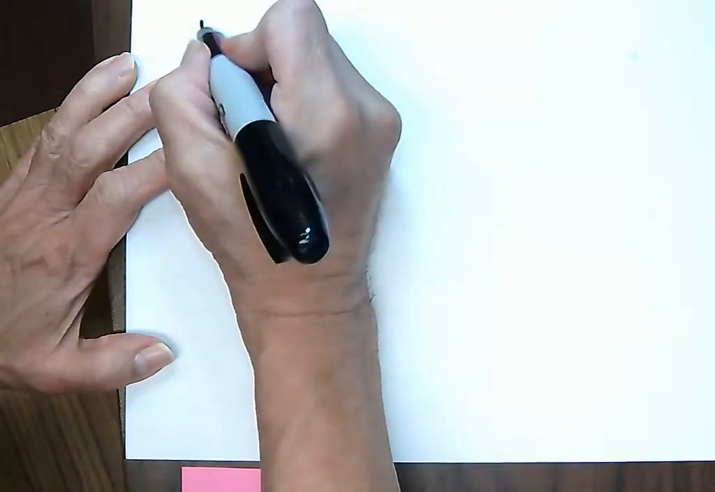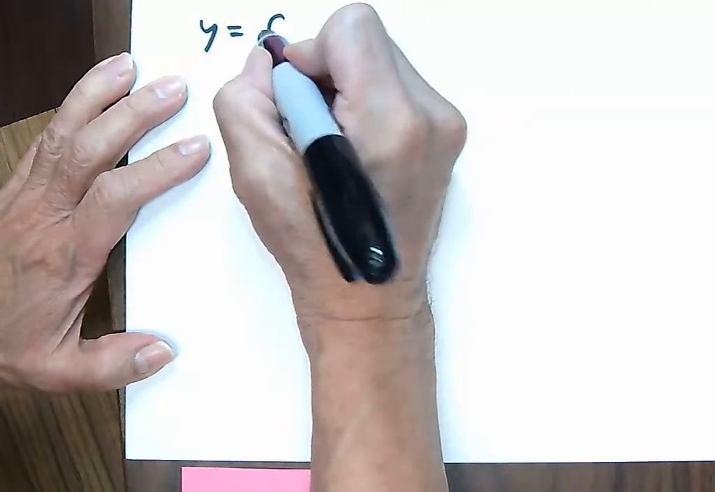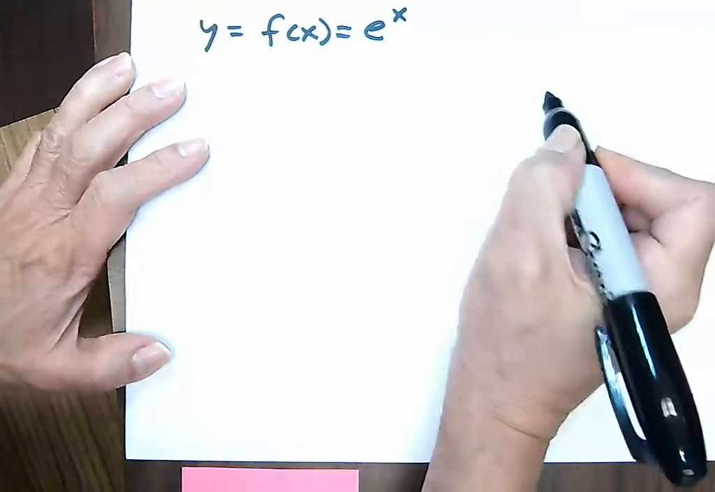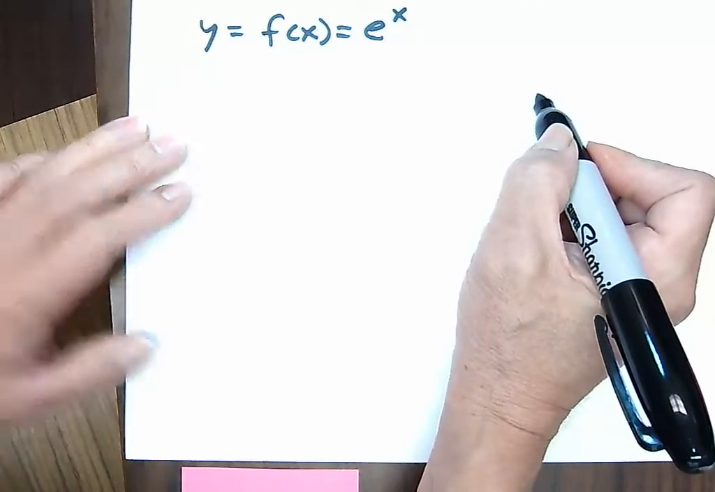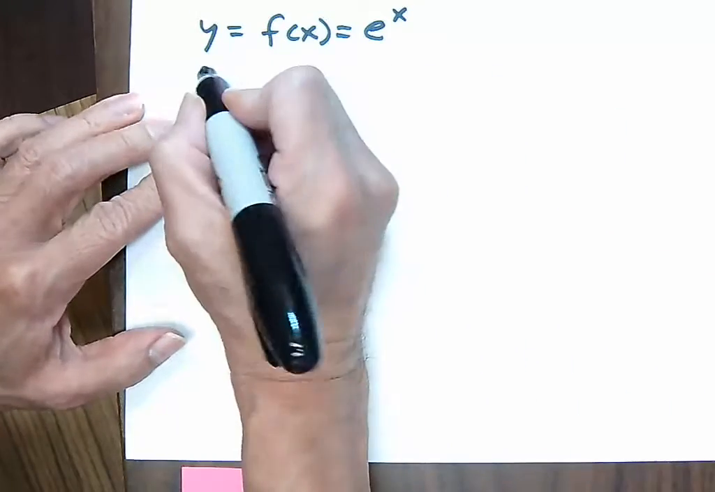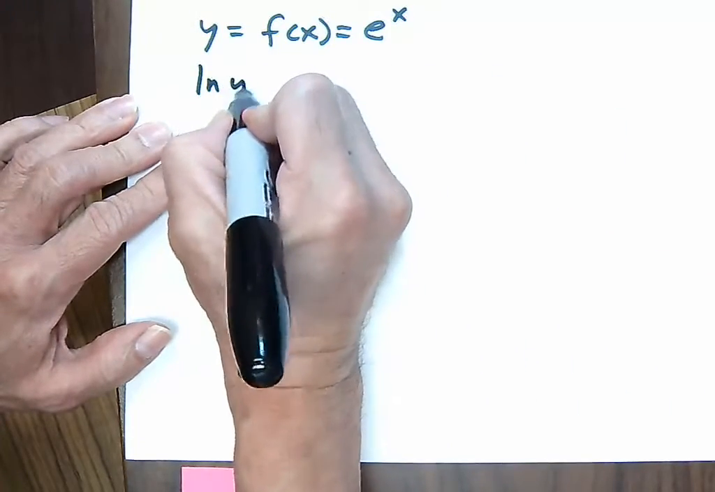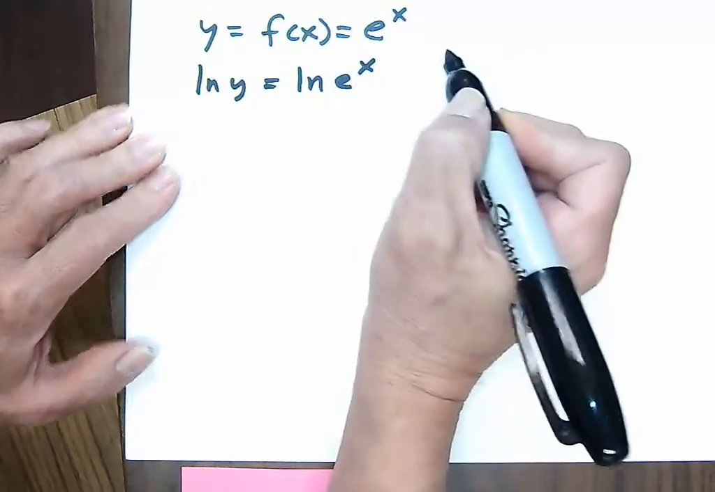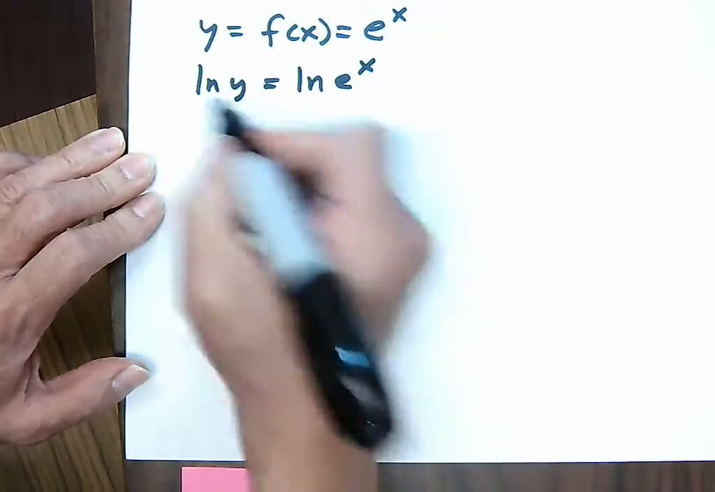Now let's look at the derivative of an exponential function. Suppose y is equal to some function of x, and it's equal to e to the x power. Before we take this derivative, let's take the natural log of both sides, and we get the natural log of y is equal to the natural log of e to the x.